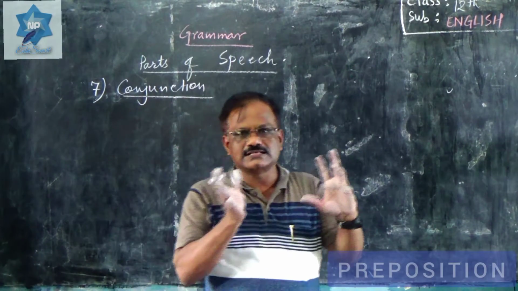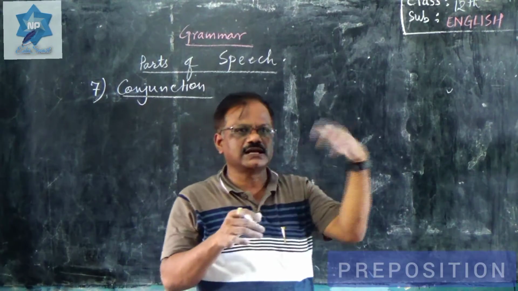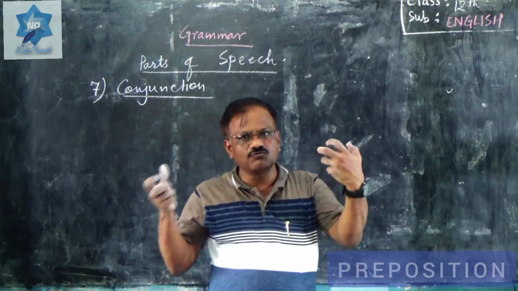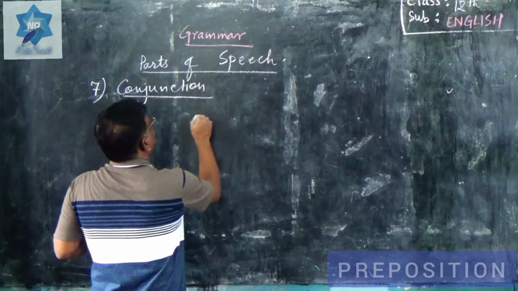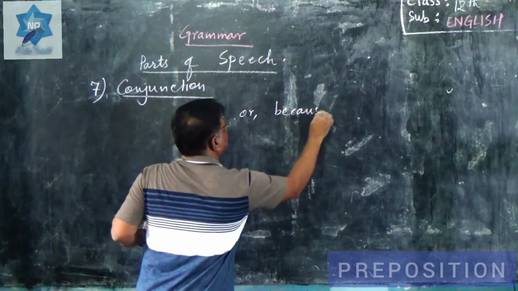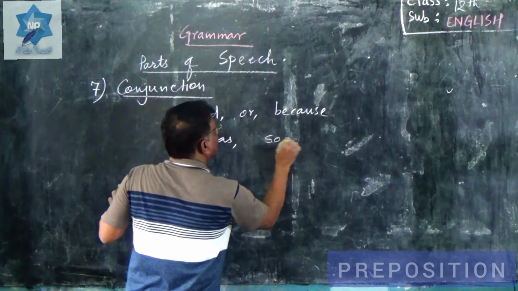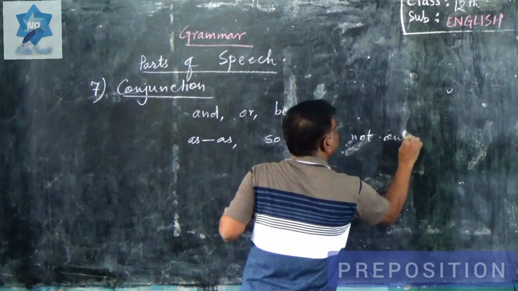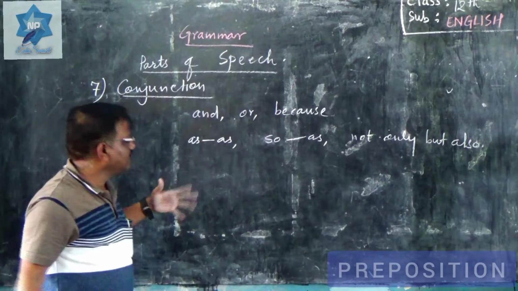A sentence can be classified into clauses, for example, main clause or coordinating clause and subordinating clauses. So according to clause, they also join clauses as well as different words or different phrases. In that way, you may see conjunctions. For example, and, or, because, as, so as, not only but also. These are conjunctions, and so on.